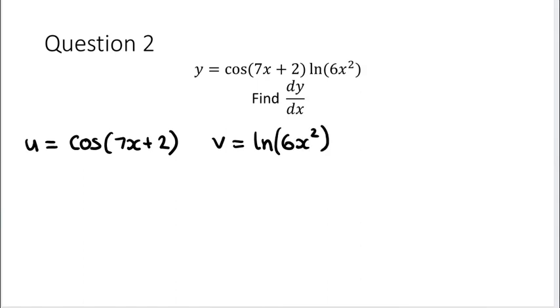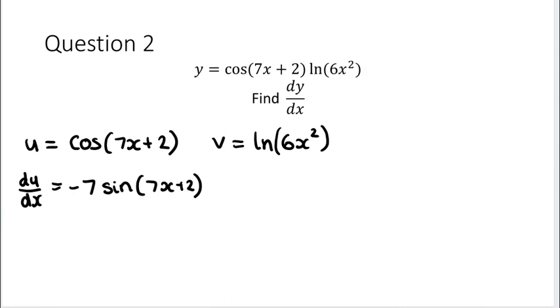So du by dx, as part of the product rule, I'm going to need to find the derivative of the first function. When I differentiate that, because there's a 7 in front of the x, the coefficient of x is 7, I'm going to need to multiply this by 7, and cos will go to minus sine. And you can check that with the chain rule if you're not sure.